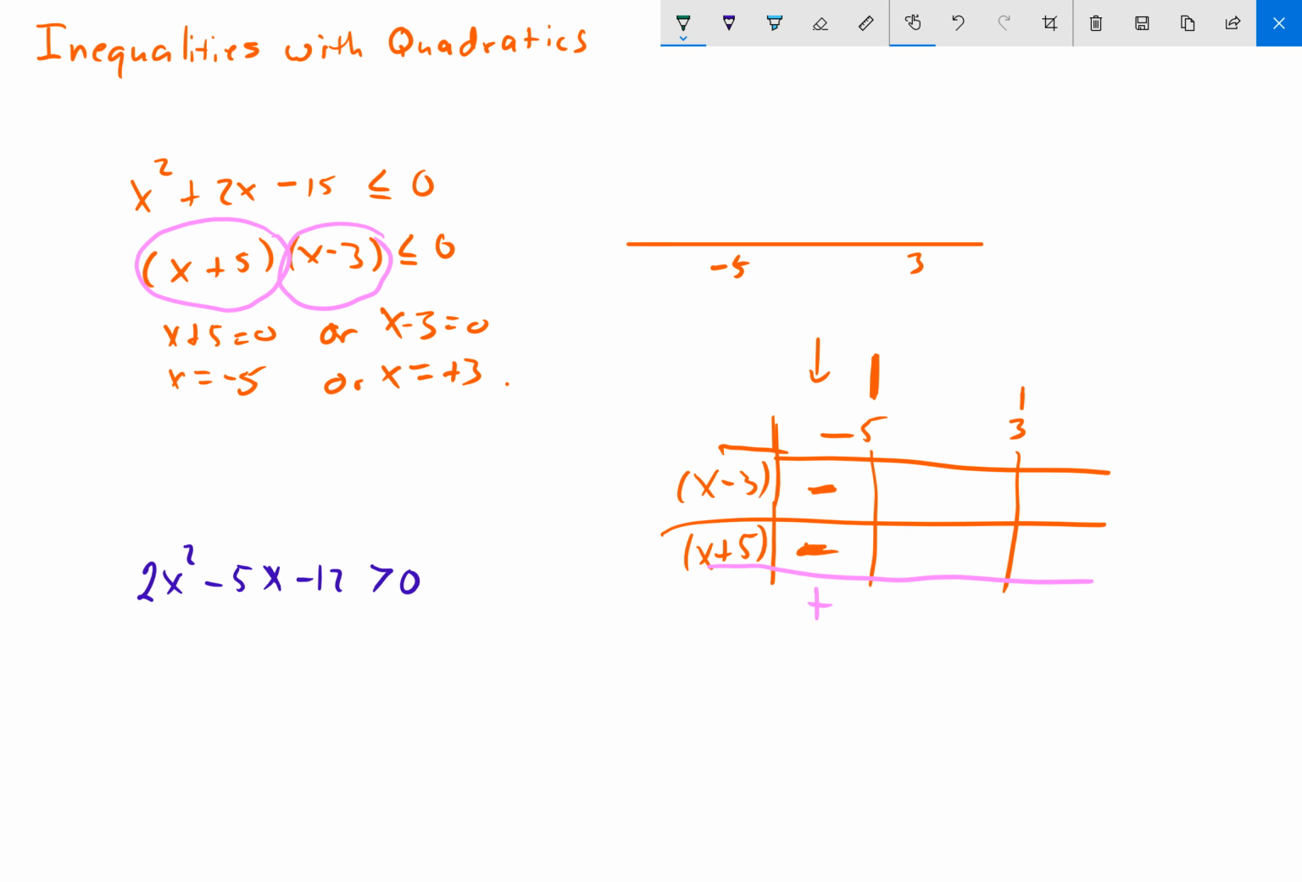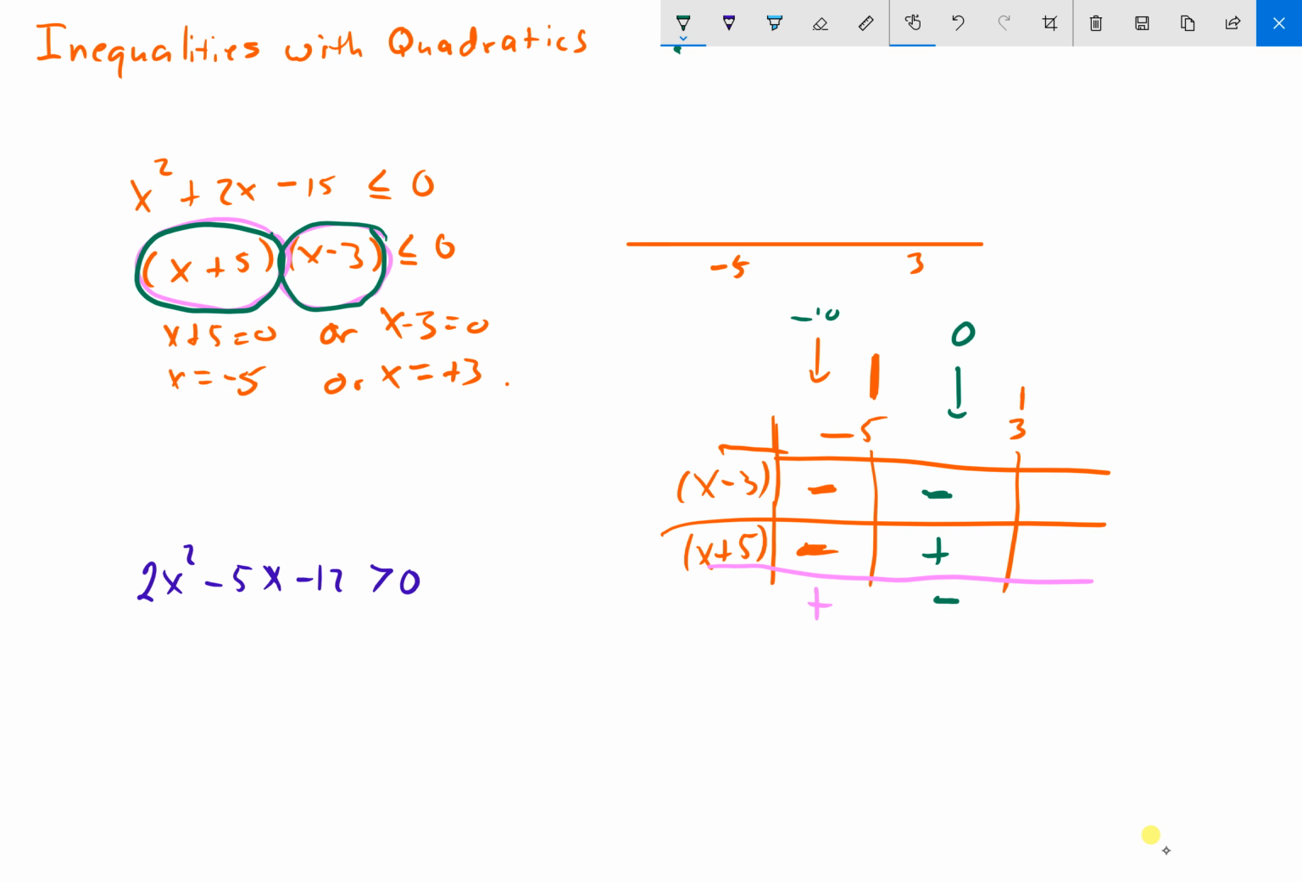Here, if I pick some value between negative 5 and 3, let's pick the value 0. Here I picked negative 10. Here I'm going to pick the value 0, because it just has to be between negative 5 and 3. If x is 0, 0 minus 3 is a negative, but 0 plus 5 is a positive. Now once again, that means this times this. Well, if I have a negative times a positive, that's a negative. And that would be less than or equal to 0.